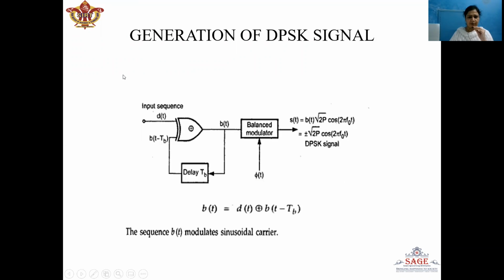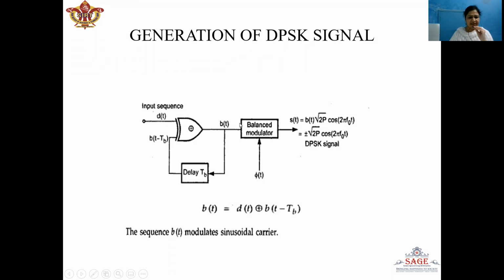Now in the block diagram of DPSK transmitter, we can see the input sequence DT which is given to an XOR gate, and the other input is BT minus TB, which is the delayed signal of BT, delayed by 1 bit duration, which is TB. The bit BT is generated, which is given as the XOR of DT and BT minus TB. This BT will be given to an NRZ level encoder, which will represent this BT as +1 and -1 in case of 1 and 0 respectively.